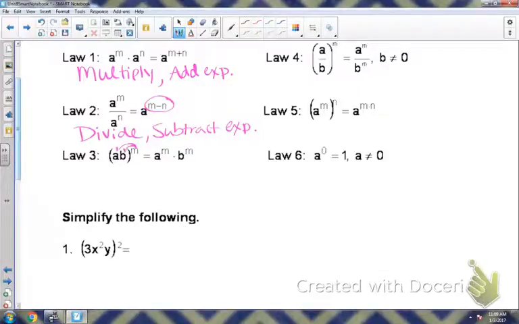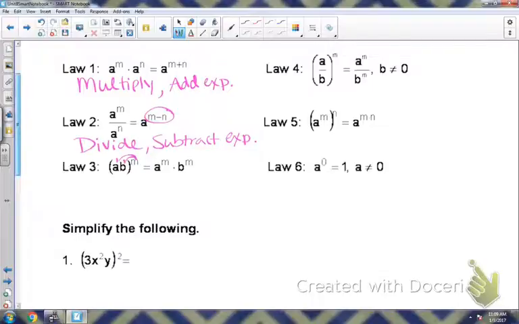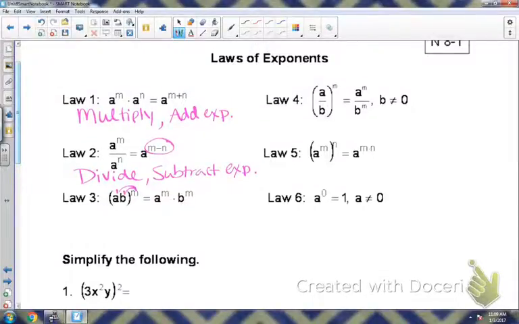So it's like distributing. We've been multiplying those together because this is like a to the first and b to the first. Okay. Same thing on Law 4, except you were dividing a divided by b. So same thing, we'll distribute that m to both of them. So a to the m over b to the m. And notice it says b cannot equal 0 because we're dealing with a fraction. We can't have a 0 in the denominator.